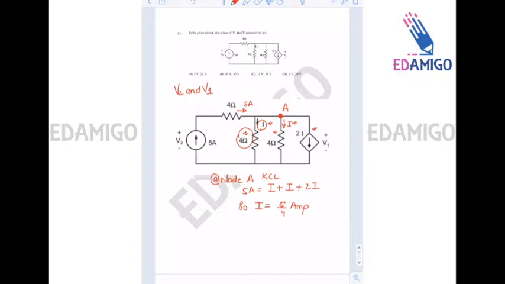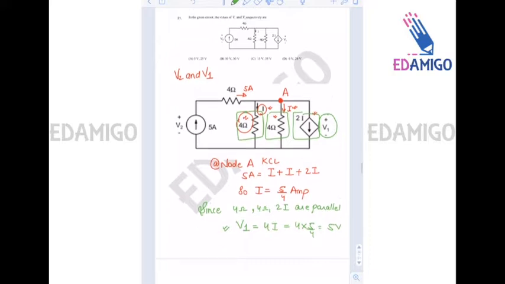Okay. One more thing, we can easily see that for V1, since these three elements are parallel to each other, the voltage across these will be similar. Since the 4 ohm and the 2I dependent source are parallel, the voltages across them will be the same. So I can say that V1 is equal to 4I, that is 4 into 5 by 4, that is 5 volts. Okay, so V1 is known to us now.